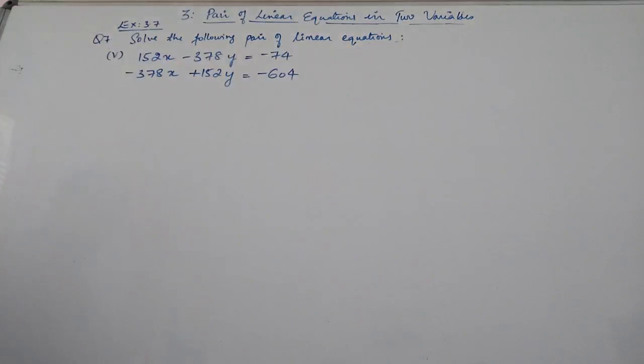Fifth subdivision. 152x minus 378y is equal to minus 74 and minus 378x plus 152y is equal to minus 604.